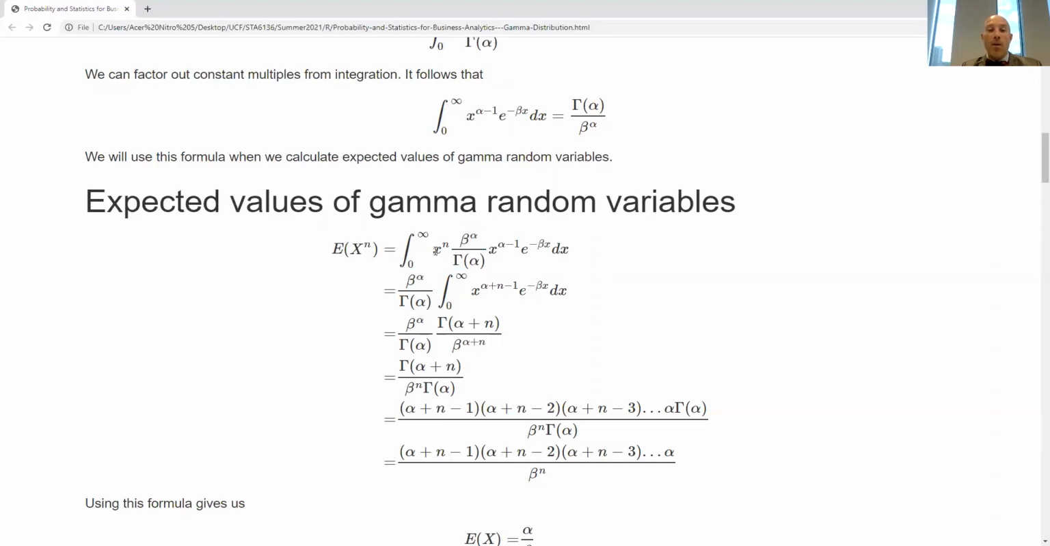Now, I notice I've got x to the n. I have x to the alpha minus 1. So I know that I can just rewrite it that way. Okay, so now, here's the kicker.